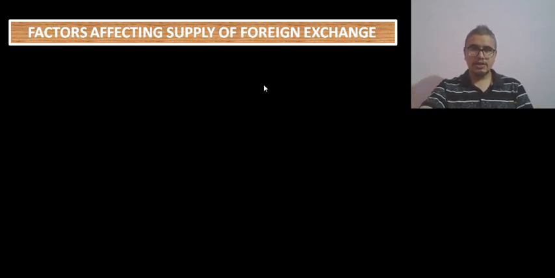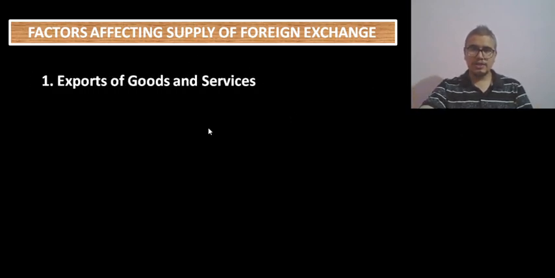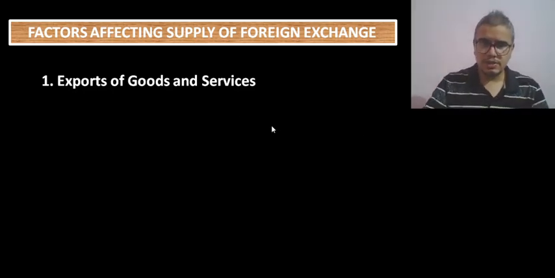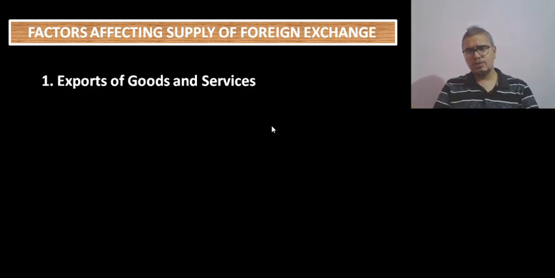So the first factor which affects supply of foreign exchange is export of goods and services. Whenever we sell something to the foreigners, obviously they will make payment in terms of US dollar to us, as we have assumed. So US dollar is coming to India, which means the supply of US dollar in India is increasing. Similar for the services.